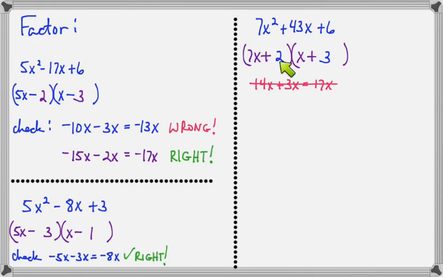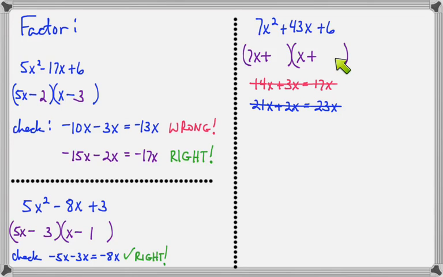Now I've got 2 and 3. So outer times outer is going to be 21x. Inner times inner is going to make 2x. Together that adds up to 23x. Still not what we want. That tells me, since we've tried 2 and 3 in both positions, that 2 and 3 is not the right pair of numbers. Let's now try 6 times 1.